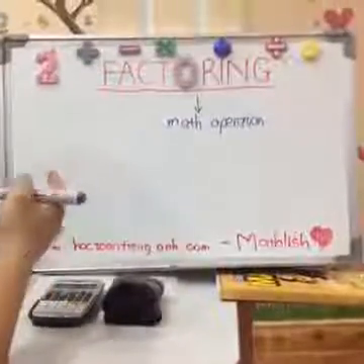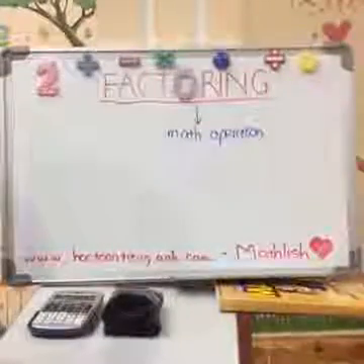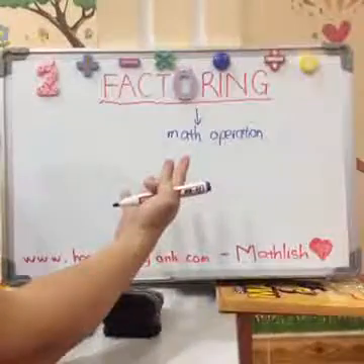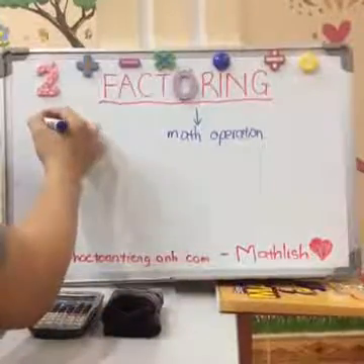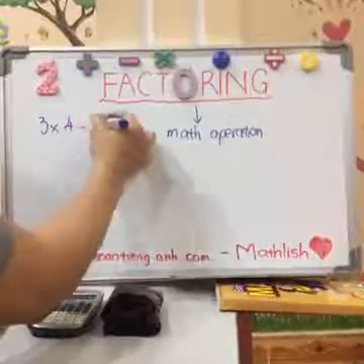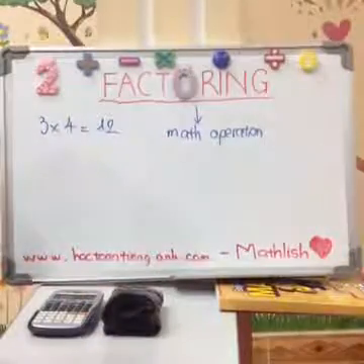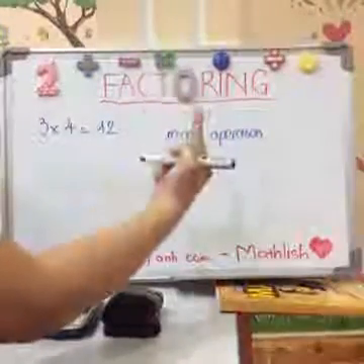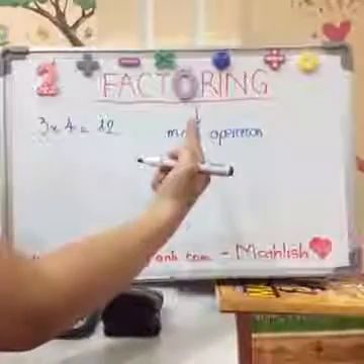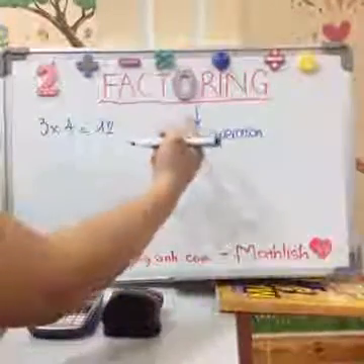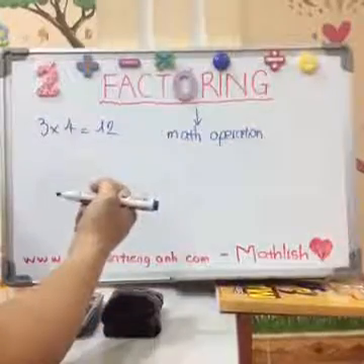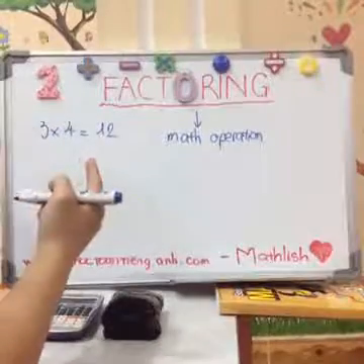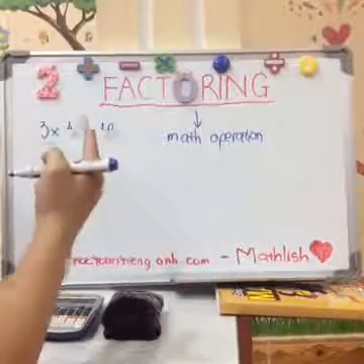Now, with the other math operations you have done so far, you are given two or more numbers to work with. For example, 3 times 4 equals 12. But with factoring, you only get one number. That's because factoring is like being given the answer to a multiplication problem and then having to figure out what that problem was.